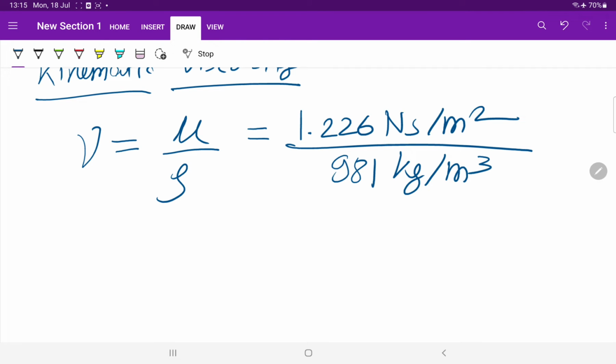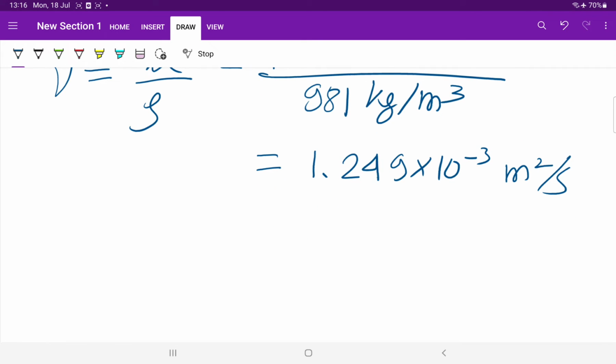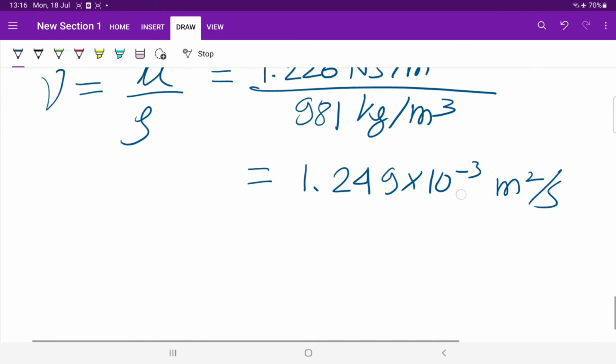1.226 divided by 981, right? So the answer will be 1.249 into 10 to the power minus 3 meter square per second. So as you know, the SI unit will be meter square per second, and rho, if it is in kg per meter cube, you don't need to change anything. And if it is not in kg per meter cube, bring it to kg per meter cube, and then you can solve the question, right?